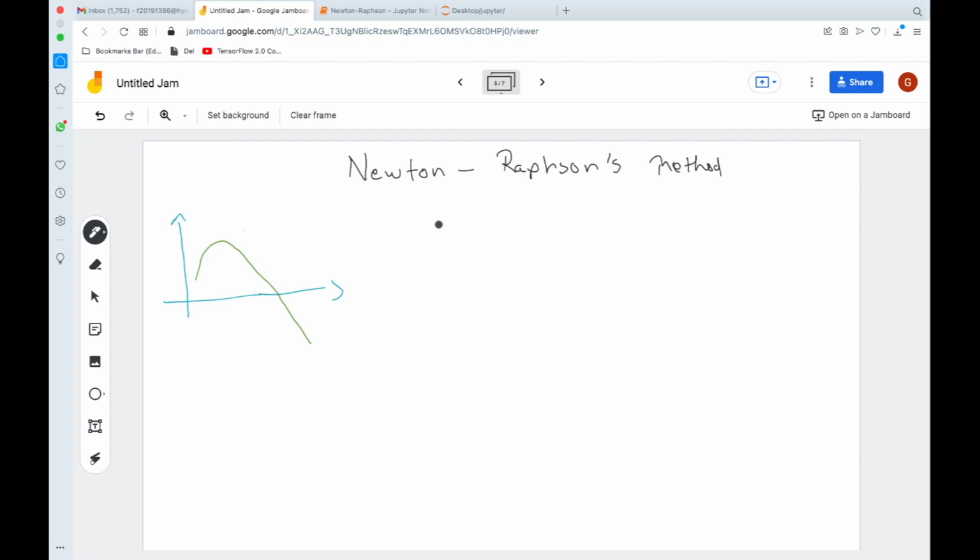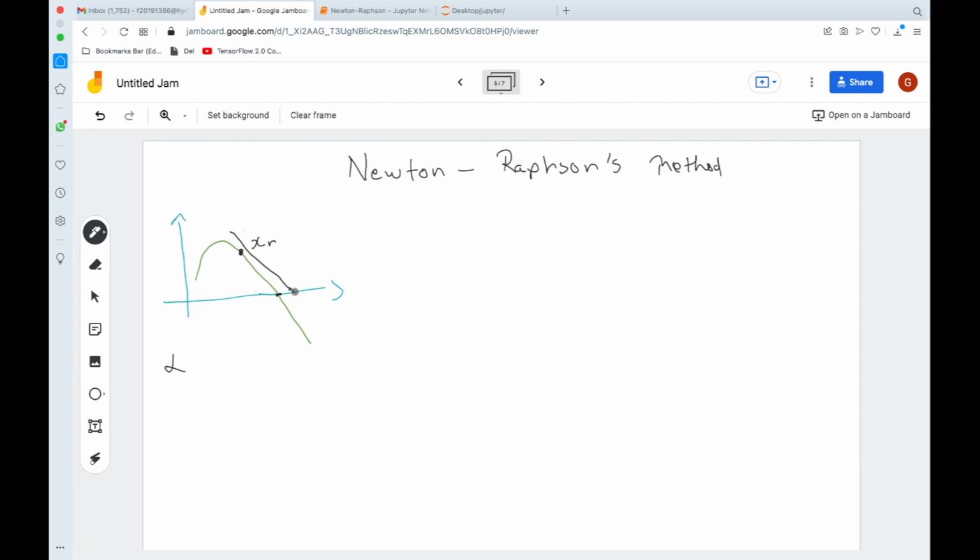Guys, in this video we'll be talking about Newton-Raphson's method, which is a method to find roots of a polynomial, using Newton-Raphson's method, of course. So what we do in this method is, imagine this is a polynomial and alpha is the root of this polynomial. Basically, we guess a point, x of n, and we draw a tangent from that point on the curve.